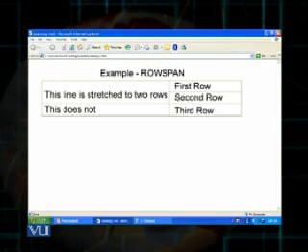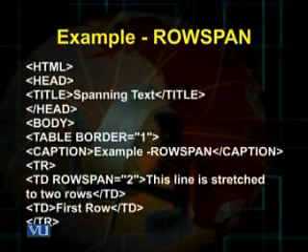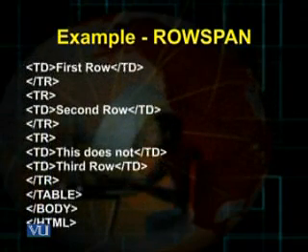What is the code behind this? You can see here I have used row span in the first cell of the first row, and I have kept its value as 2. So I start from the first TR tag, then TD tag. In the first TD tag, I have used row span equals 2. I have written the line. This line is stretched to 2 rows. Then this first TD is closed. The second TD is required. I write the words first row in that second TD. Thereafter, I close the first TR.